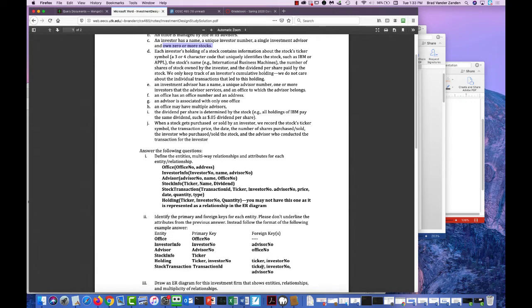Yes? Didn't you say the arrow goes toward the foreign key, or am I wrong? Normally the arrow goes toward the entity that has the foreign key, but in holding, both are foreign keys. Wait, so stock and the advisor? No, that's the last one. Oh, I was doing holding. Yeah. Okay. Now we're getting to this one.